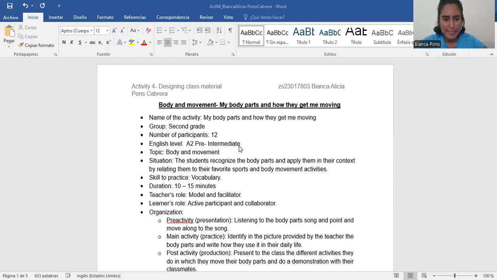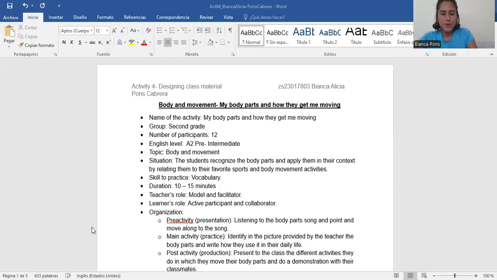That is the situation. The skill to practice, of course, will be the vocabulary, but we're also reinforcing the grammar and other skills such as communication, leadership. We're also doing motivation. So there's other skills, but the main skill for this activity will be the vocabulary. The duration for this lesson and all of the activities that we'll be following here is about 10 to 15 minutes. And in that time we're aiming for them to understand and to practice.